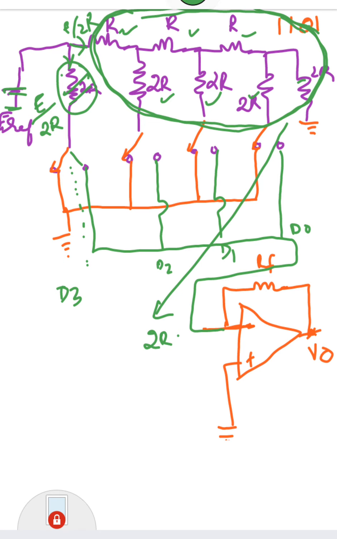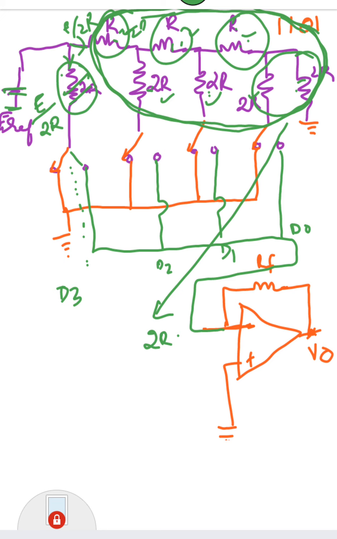So if you don't understand how to calculate the equivalent resistance, this is the way. This 2R and 2R is in parallel, that you will get R. R plus R definitely will be equal to 2R. 2R parallel 2R is equal to R. R plus R is equal to 2R. 2R parallel 2R is equal to R. R plus R is equal to 2R. So that's the way you get this equivalent resistance value.